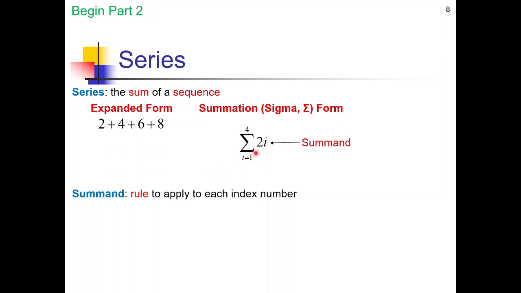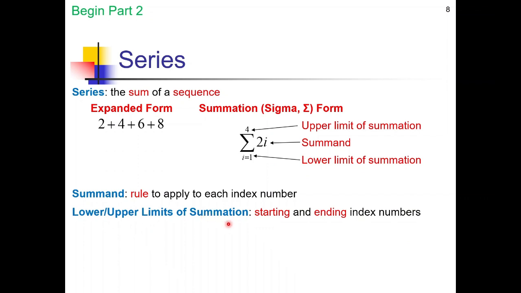Now, what am I actually plugging in here? Well, that's what these bottom and top numbers are. The 4 up here is called the upper limit of summation, and the 1 down here is, well, shocker, the lower limit of summation. Now, what do these actually do? The lower and upper limits of summation are basically the starting and ending index numbers that you're going to be plugging into your summand. So this is saying, okay, we're going to start with 1, and then counting by ones up until we get to 4, we're going to plug all those numbers into the i here. So we can plug in 1, 2, 3, and 4.